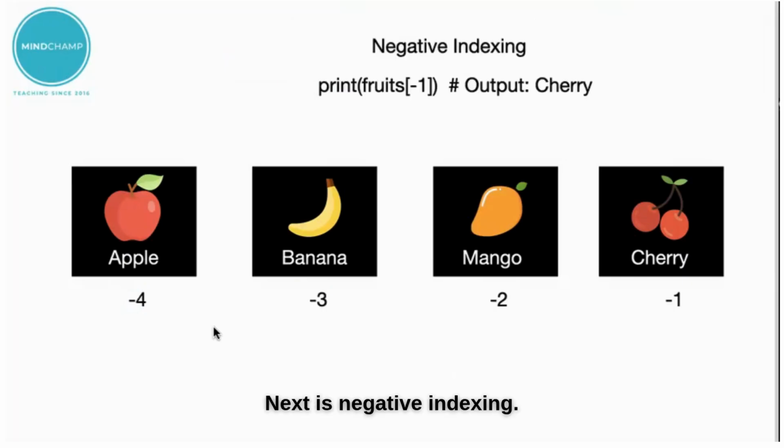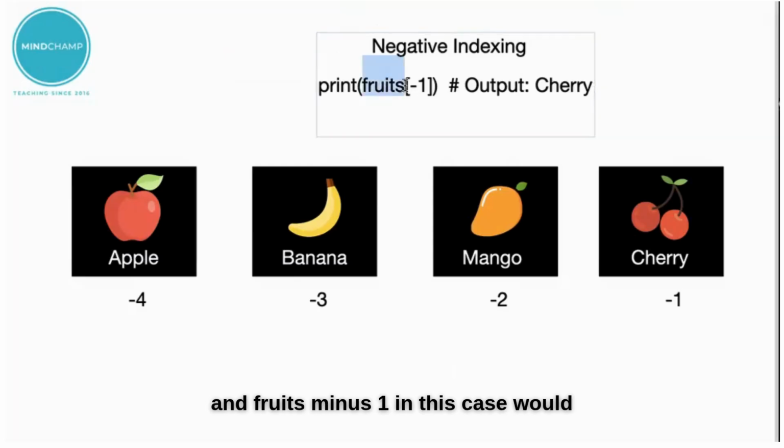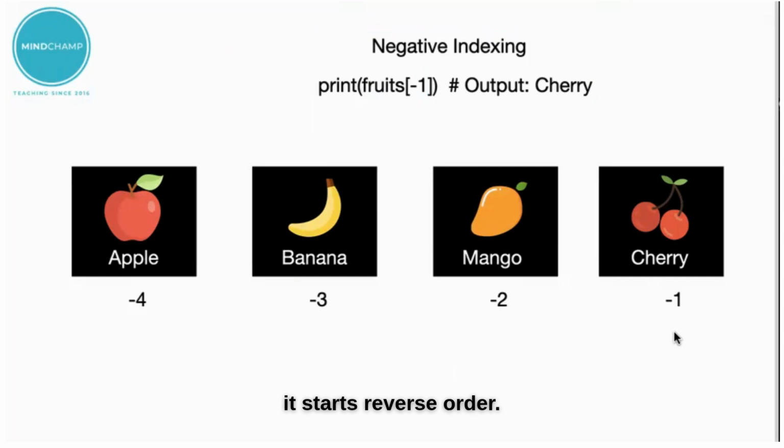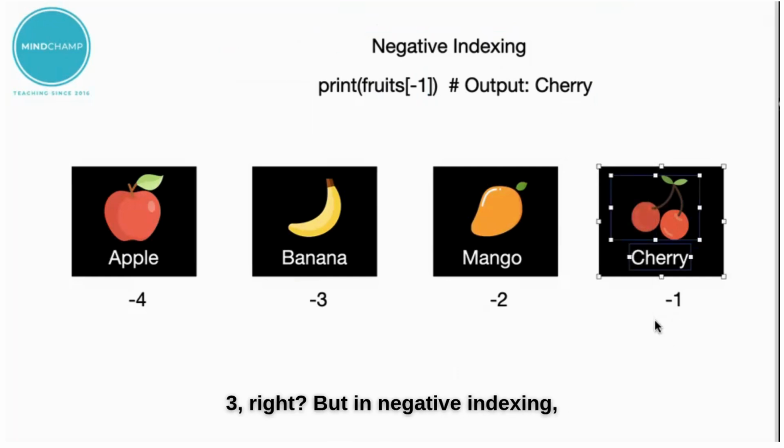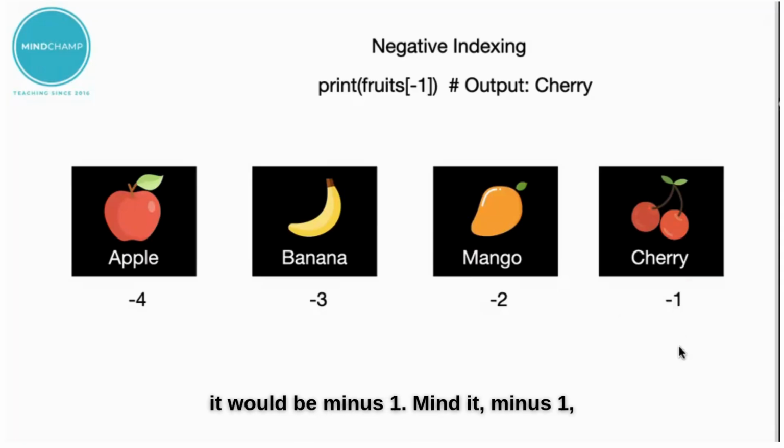Next is negative indexing. Python also supports negative indexing, and fruits[-1] in this case would give you cherry. Why? Because negative indexing starts in reverse order. Cherry in normal indexing would be 3, right? But in negative indexing it will be -1. Mind it, -1, not 0, because 0 is not a negative number.